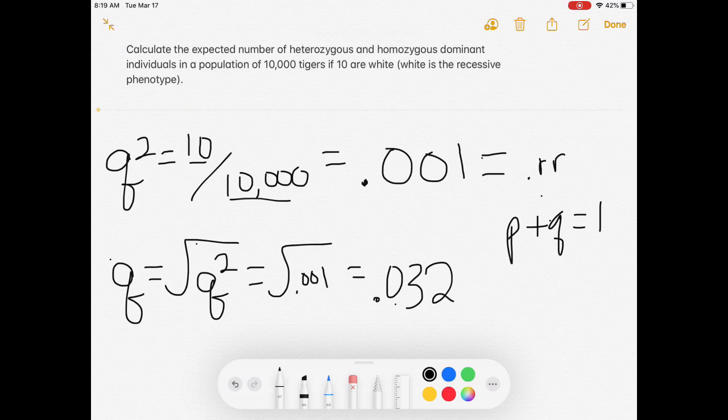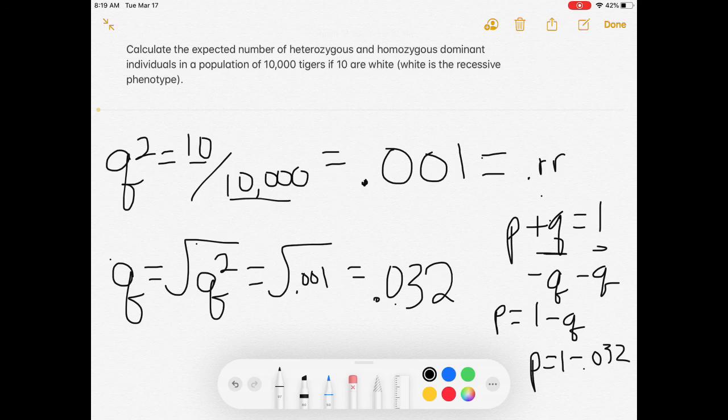It's up to you. Well, now that I have my q and I have the number 1, it's really easy to solve for p. You just subtract q. That means p equals 1 minus q. Well, if we calculate that, we have that p equals 1 minus 0.032. And so if we subtract that on our calculator, we end up with a p-value of 0.968. Now we have both q and p. We can solve for everything else we need.